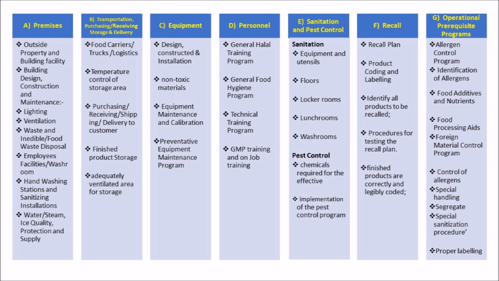Okay, the OPRP, number 7. Allergen control program. Identification of allergens. Also includes food additives and nutrients. Food processing aids, foreign material controls program. Control of allergens. Special handling, segregation, special sanitization procedures and properly. Not only related to allergens, because this is when you talk about food safety, hazards and so on, but also the halal control program.